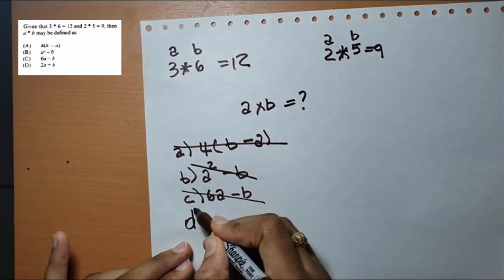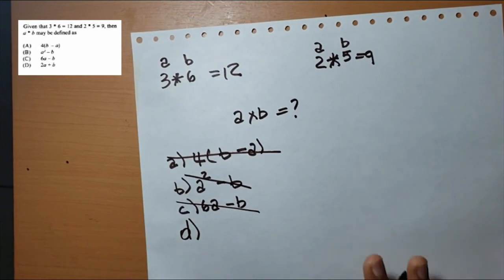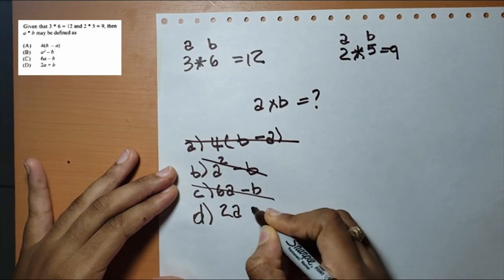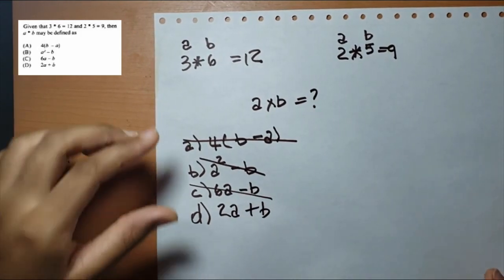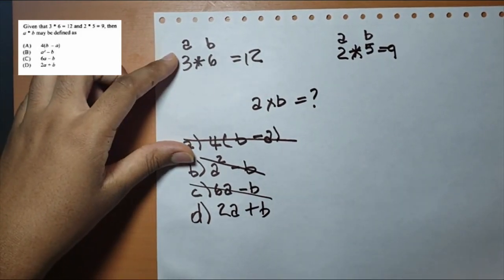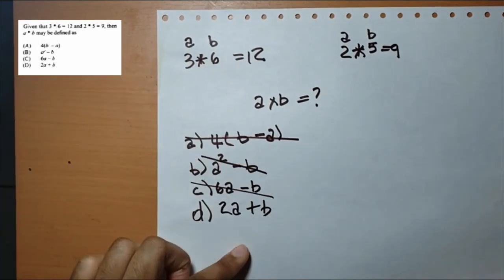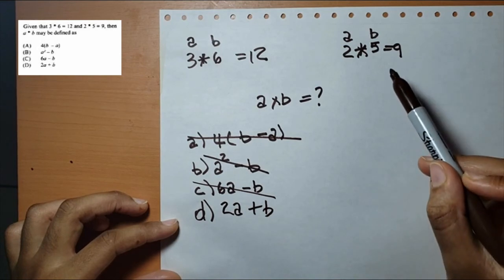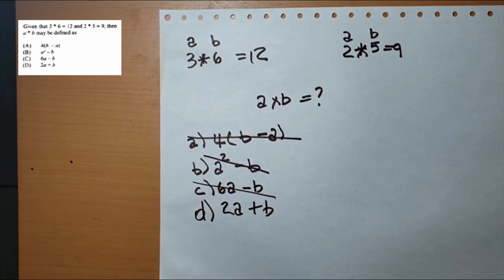So automatically it has to be D, but for the sake of the video we will do it as well. So 2a plus b: 2 times a is 6 plus b, that gives 12. 2 times a is 4 plus b, that gave the 9. So the answer is D.